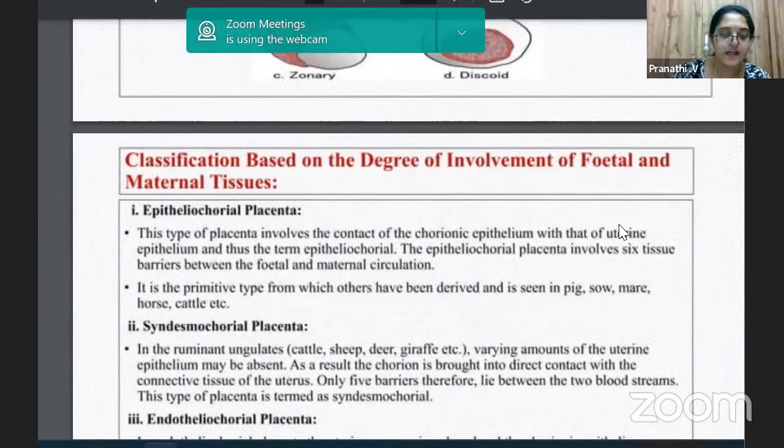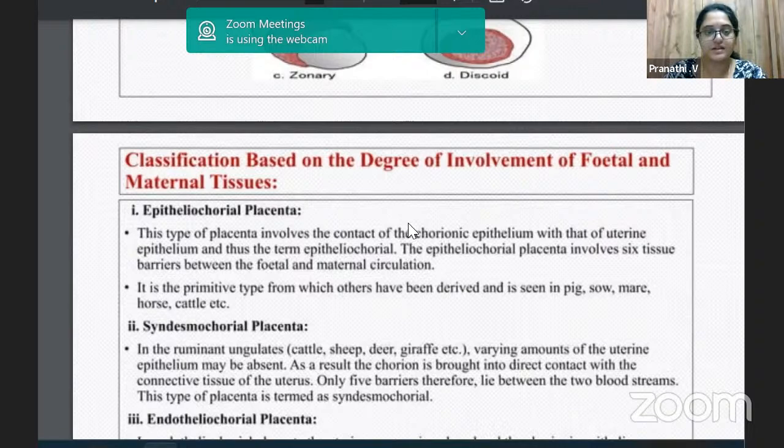Then the next classification is based on the involvement of fetal and maternal tissues. This is your epithelio-chorial placenta, where the chorionic epithelium is right next to the maternal placental epithelium. The maternal side includes the endothelial wall of the maternal blood vessel, connective tissue, and the epithelium of the uterus. And then you have the fetal side, which has the chorionic epithelium, connective tissue, and the endothelium of the blood vessels. This is one thing.